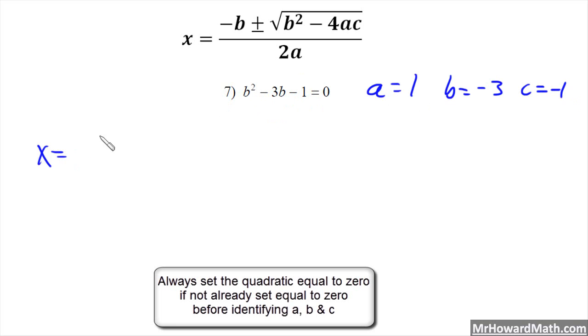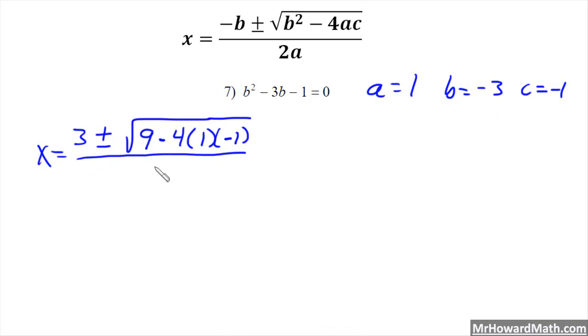X equals negative b. Be careful here, negative of negative 3 is positive 3. Plus or minus the square root of b squared. That would be negative 3 squared, so negative 3 times negative 3 is positive 9. Subtract 4 times a, which is 1, times c, which is negative 1, all over 2 times a. Again, our a value is 1 here. It's not always 1, but in this case it is, so 2 times 1 is 2.